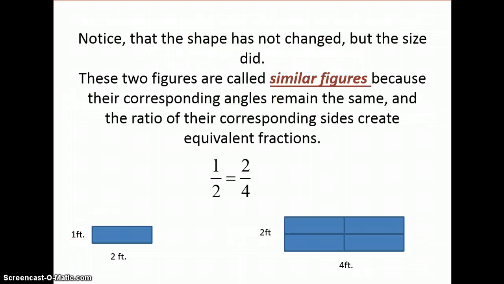You might notice that the shape did not change, but the size did, because these figures are similar figures. Their corresponding angles are the same, they're all right angles, and the ratio of their corresponding sides creates equivalent fractions. So, length to width, if I multiply both of those by my scale factor, which is 2, I get equivalent ratios. So I know that these are similar figures because the ratios of their sides are equivalent.